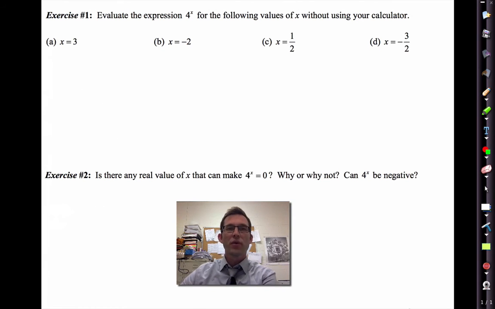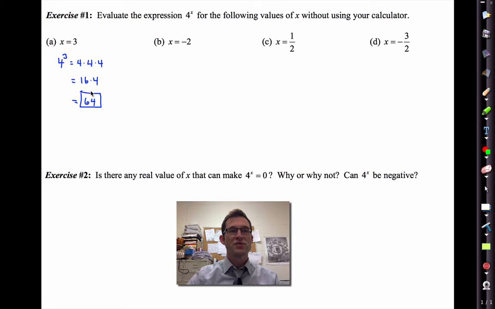All right, well, let's go through it. I mean, it's simple enough. What we're going to do in each case is just substitute x into this expression and see what we get. In this case, we get 4 to the third. Obviously, that's 4 times 4 times 4. That's 16 times 4, and that's 64. I wouldn't expect most of my students to write all that out. Probably just go from 4 to the third to 64 automatically.